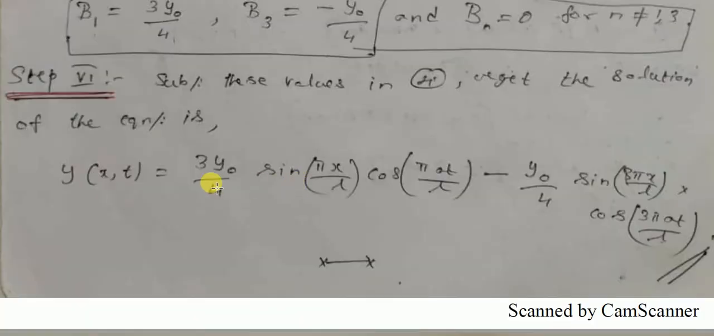Therefore I will get the solution as 3 y naught by 4 sin pi x by L cos pi a t by L, minus y naught by 4 sin 3 pi x by L cos 3 pi a t by L, where the coefficient is the value of b3. Before listening to this, you should get ready with the PDF, so that it will be clear for you. Whatever I am explaining, whichever is required, you can write the details at the side.